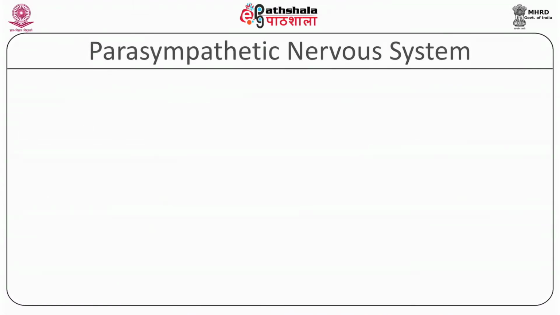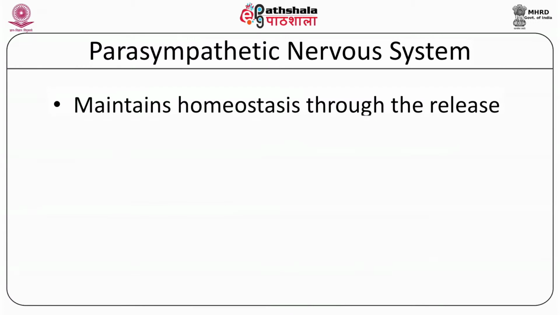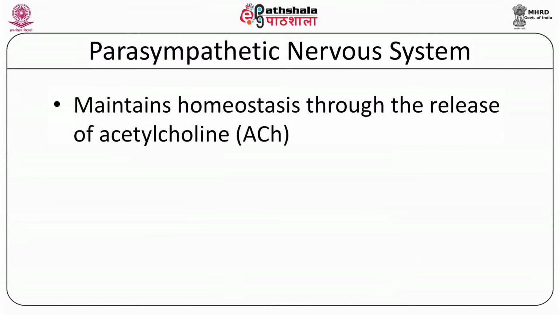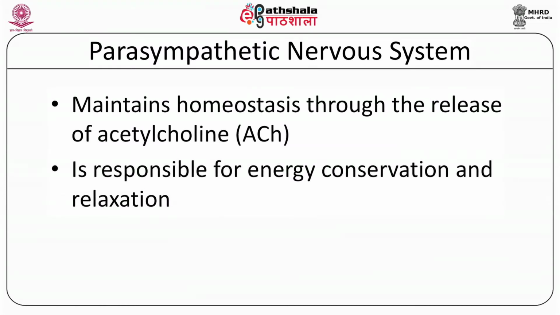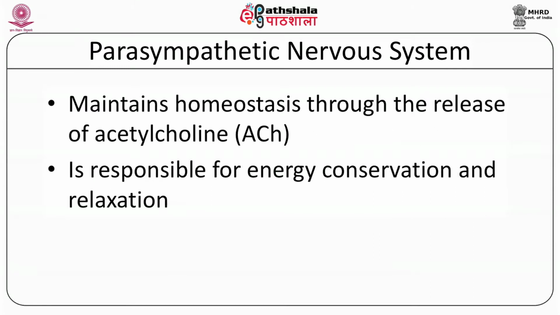The parasympathetic nervous system maintains what is called homeostasis. Now, the homeostasis is maintained through the release of acetylcholine. This is responsible for the conservation of energy and for the relaxation of the body.